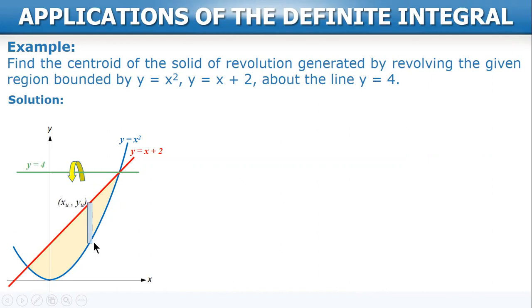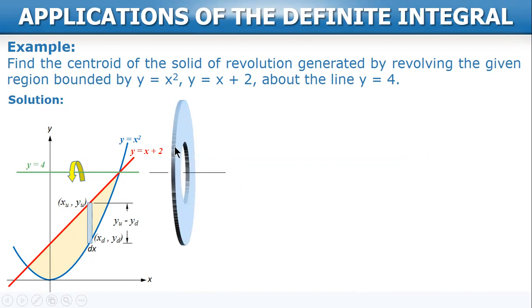So, let's label x up, y up, x down, y down. And thickness strip dx. Okay. So, height sa strip na to, it's y up minus y down. So, pag revolve, this is our element. Okay. Circular ring.